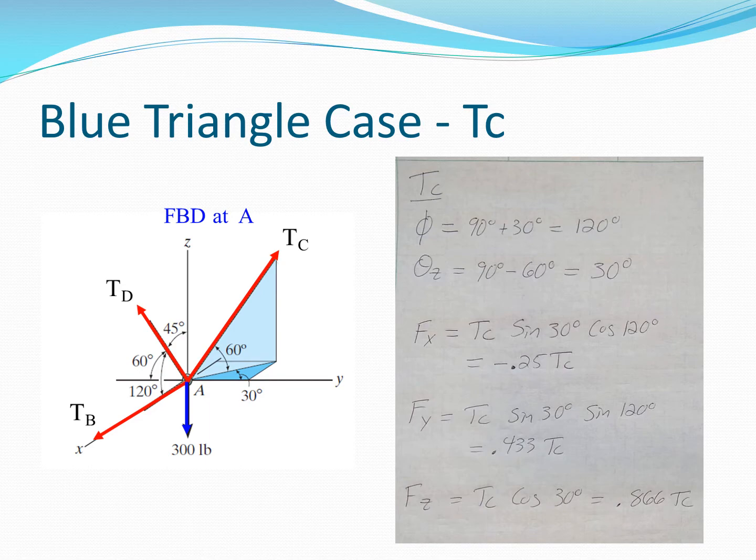So here's how we figure out C. Phi is, remember, the swing angle from the positive x-axis. Well, they're showing you the angle from the y-axis as 30 degrees, so there's another 90 to get back to x. So phi is 120. Theta z, they're showing you again from the xy plane up, is 60. So we go back 90, so 90 minus 60 is 30 from the z-axis. With those two values, we can plug them in and we get the components Fx, Fy, Fz. TC is the unknown in that case.